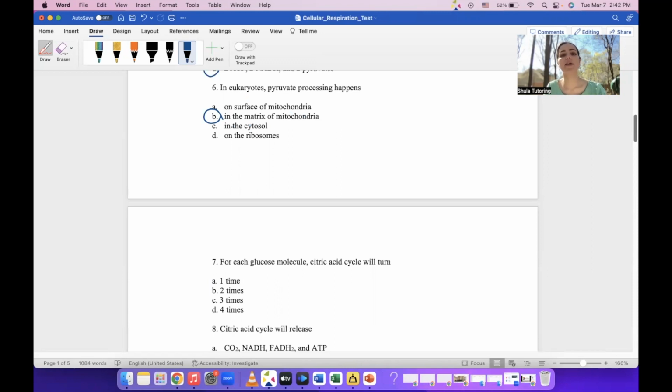Cytosol, that's in bacteria, right? That's where pyruvate processing would happen, in bacteria. On the ribosomes, right, that's a different thing altogether. That's where translation would happen.